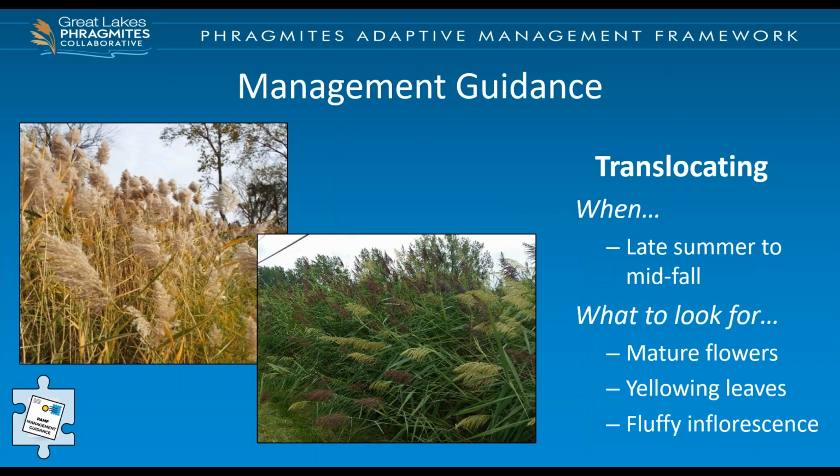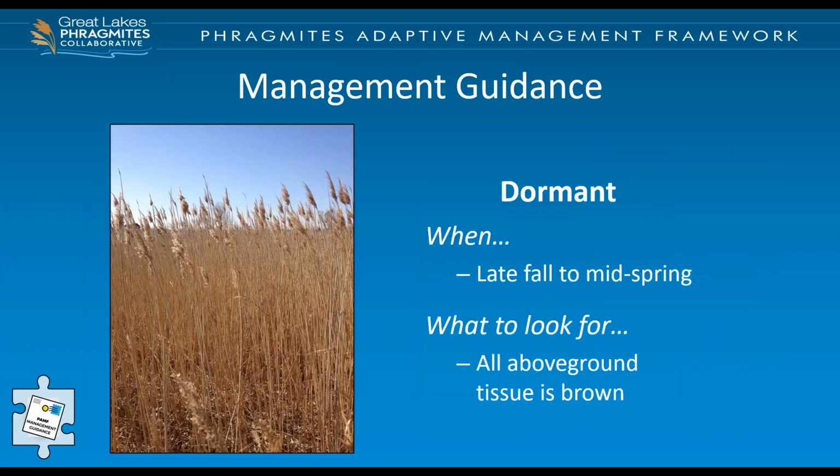The translocating phase occurs from late summer to mid-fall. The exact timing of this phase changes from year to year and also depends on where you are in the Great Lakes Basin, which is true for all the other phases as well. During this phase, the plant reduces its growth and begins moving, or translocating, the photosynthetic sugars to the rhizomes below ground. This is an ideal time to apply herbicide because it's more likely to be transported below ground to the rhizomes. You can tell a Phragmites patch is beginning to translocate when the seed heads mature, and the translocation is fully underway when the leaves begin to yellow and the inflorescences look fluffy.